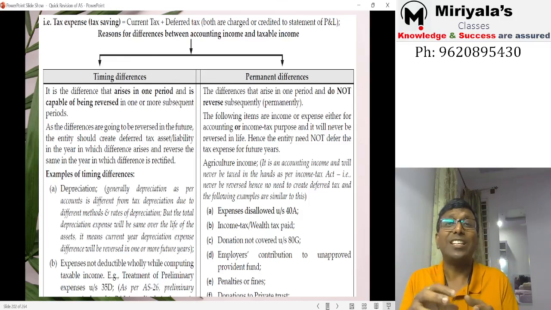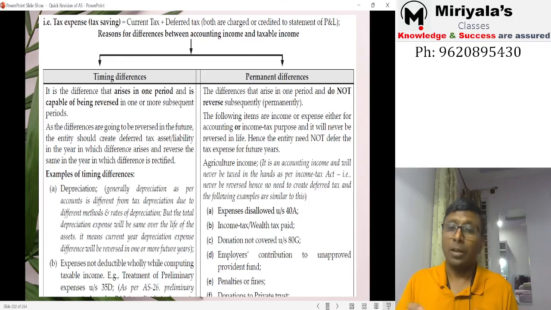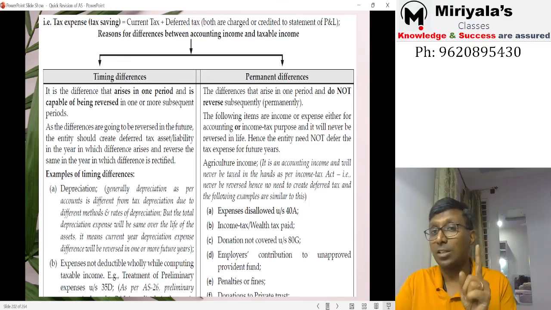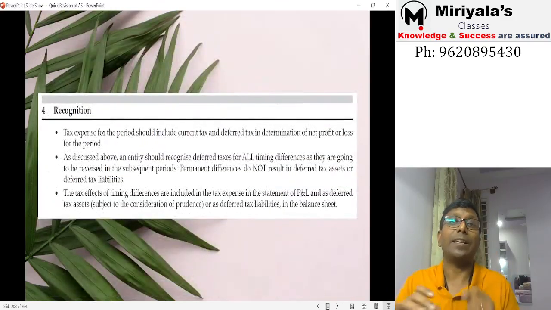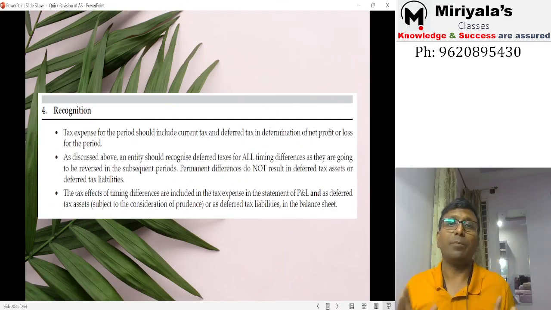It is not like it is disallowed in one particular year and will be allowed in a later year. No, it is not like that. So under that circumstance, there is no point in recognizing a deferred tax asset or deferred tax liability. I hope you understood. So for permanent differences, we do not recognize any deferred tax asset or liability. Deferred tax will be recognized for all the timing differences, but not for the permanent differences.